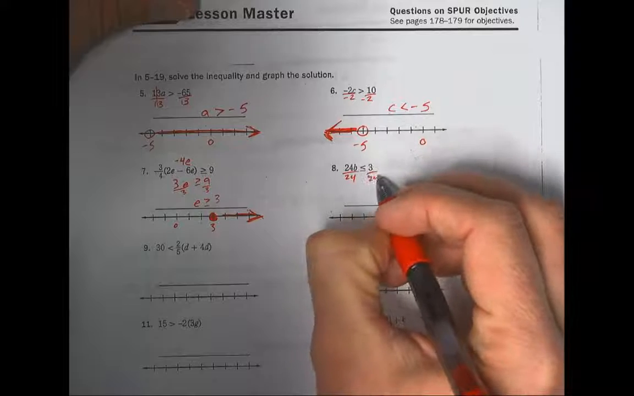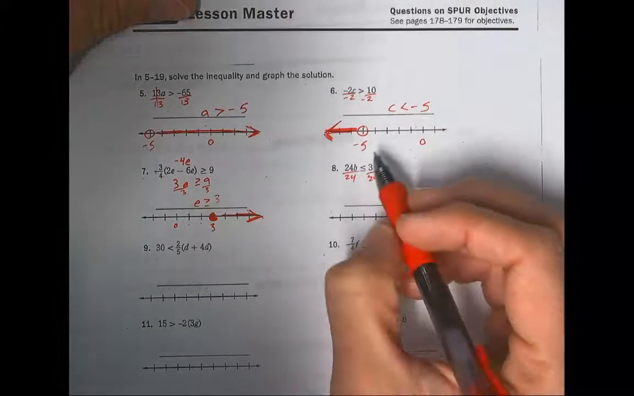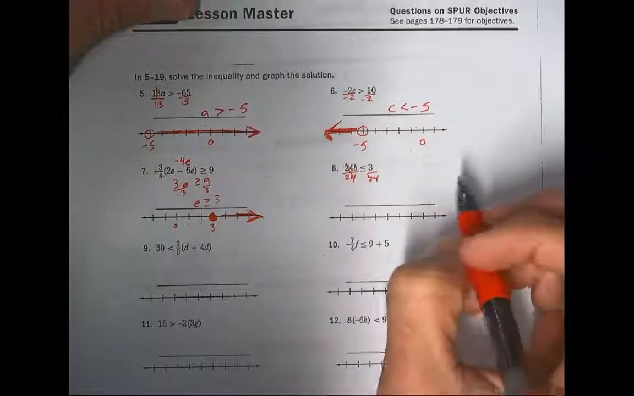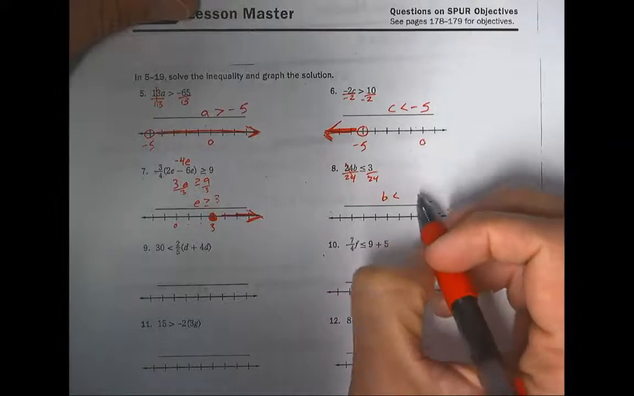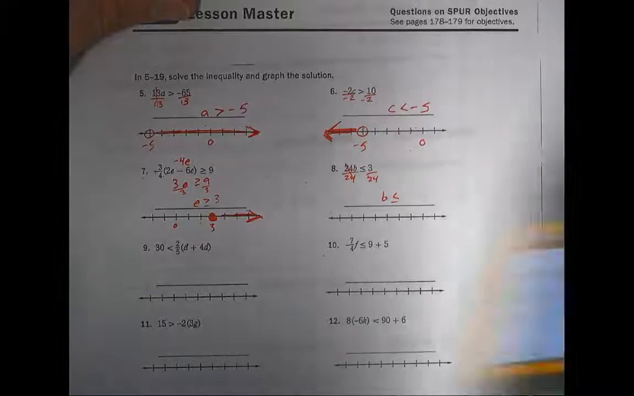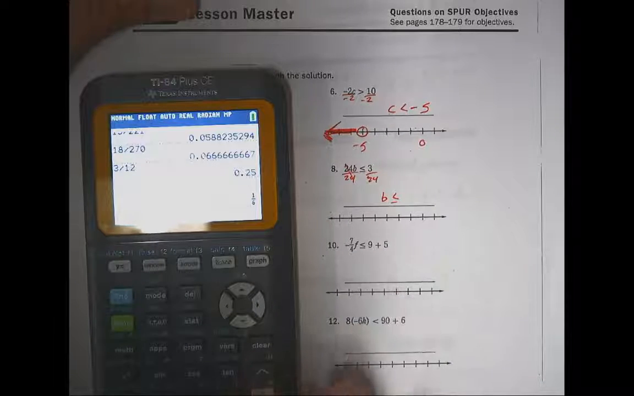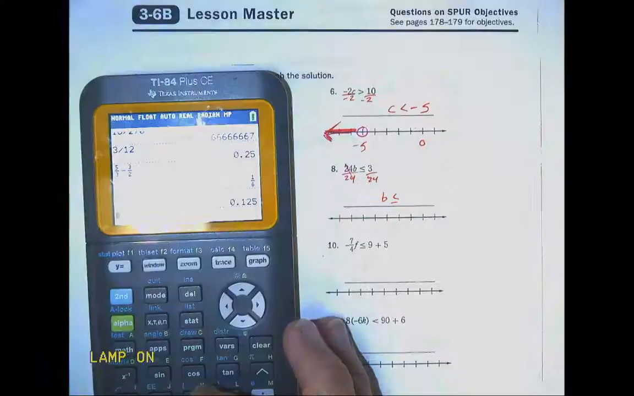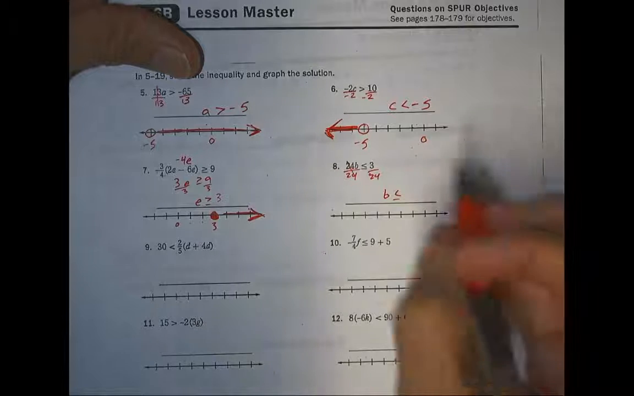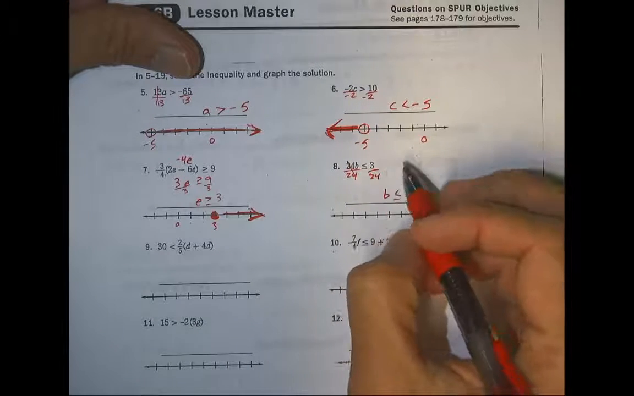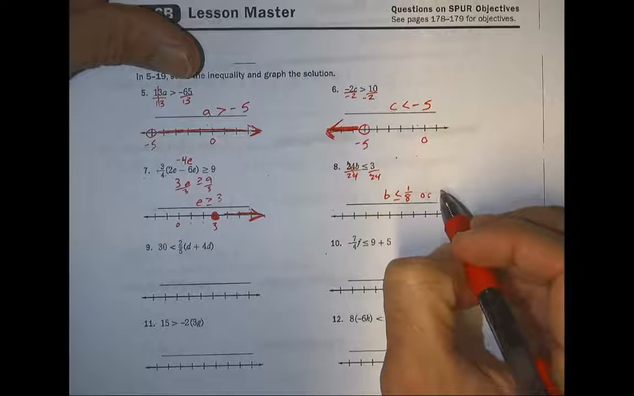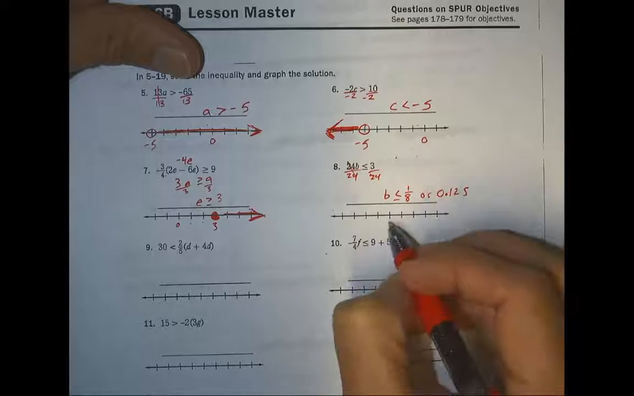Number 8, dividing by 24. Be careful, people want to divide by 3 here because we like 24 divided by 3, but we're trying to isolate the variable, so we have to get rid of the 24. We are dividing by 24, so B is less than or equal to this answer. Now, you could simplify it. You could turn it to a decimal. So if we do 3 divided by 24, we are going to get 0.125. So we could leave it like that, or you can leave it as a fraction and simplify it. Divide by 3, and that would be 1/8. So we could say 1/8 or 0.125.